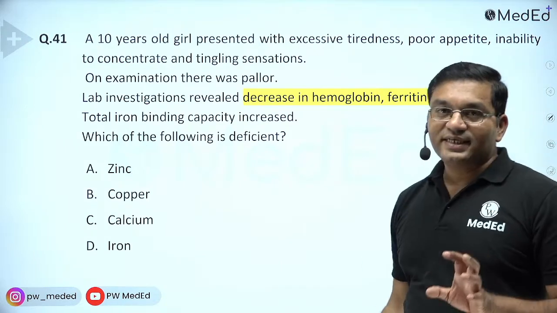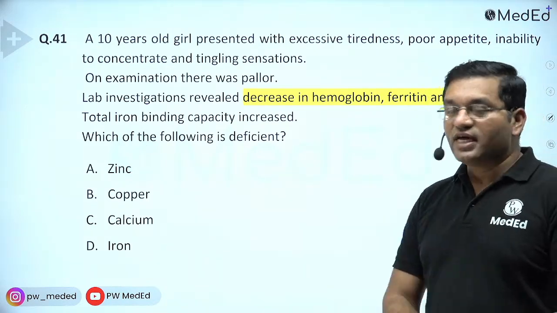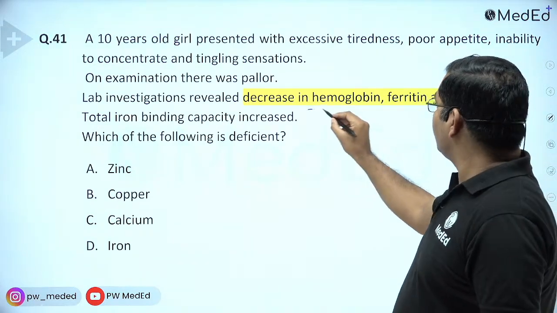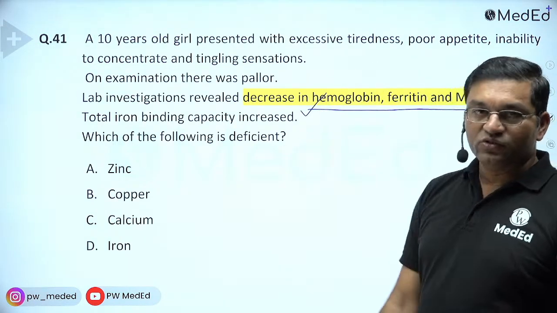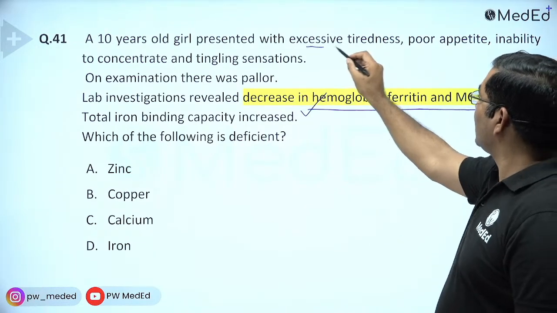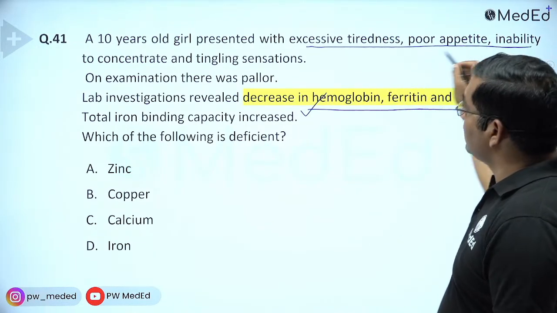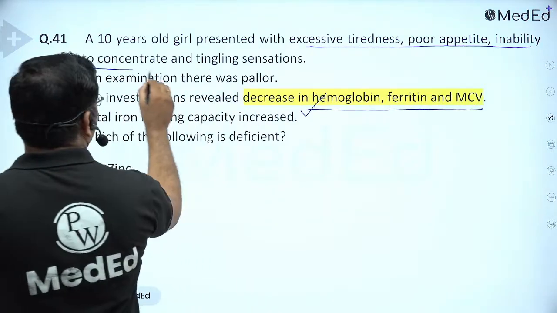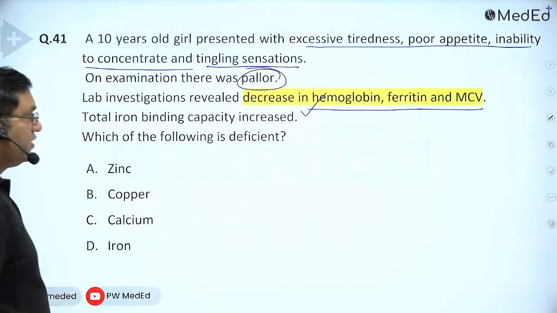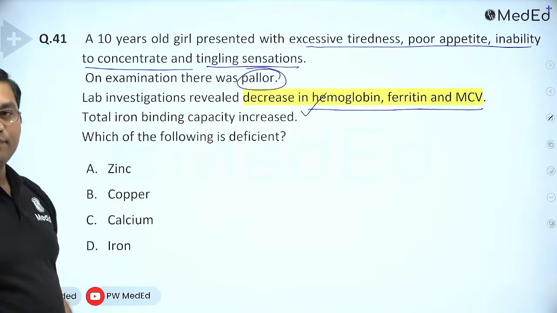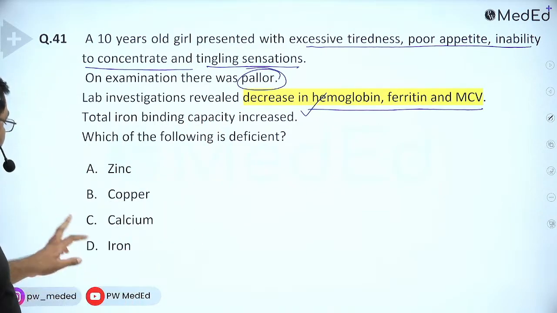Now this is a case of iron deficiency anemia. See, decreased hemoglobin, ferritin, and mean corpuscular volume. So see the features: excessive tiredness, poor appetite, inability to concentrate, tingling sensation, pallor. These are the features of iron deficiency anemia.